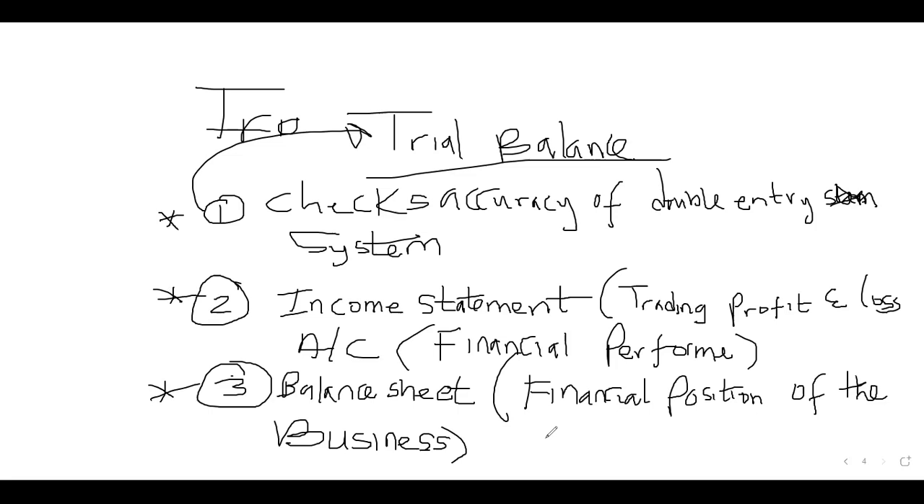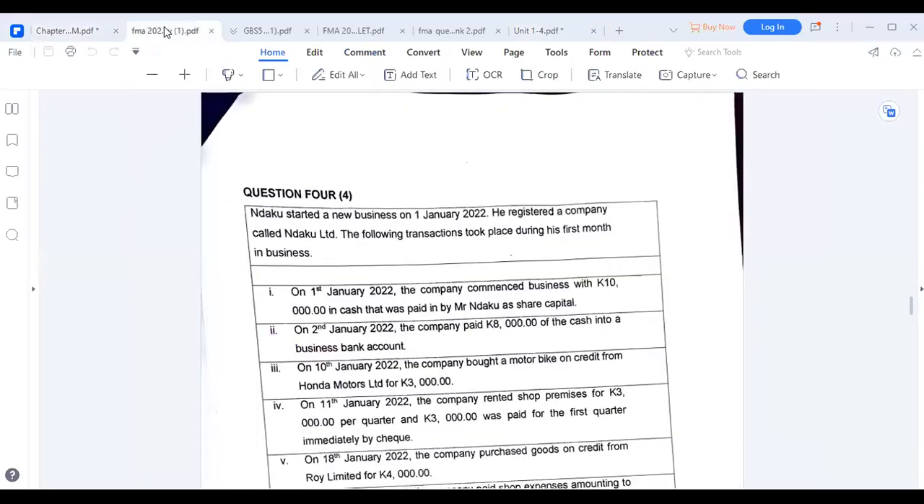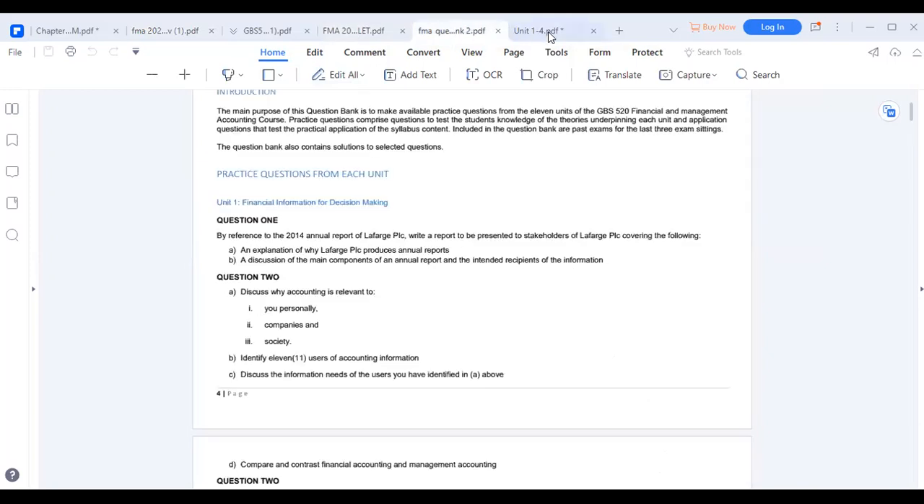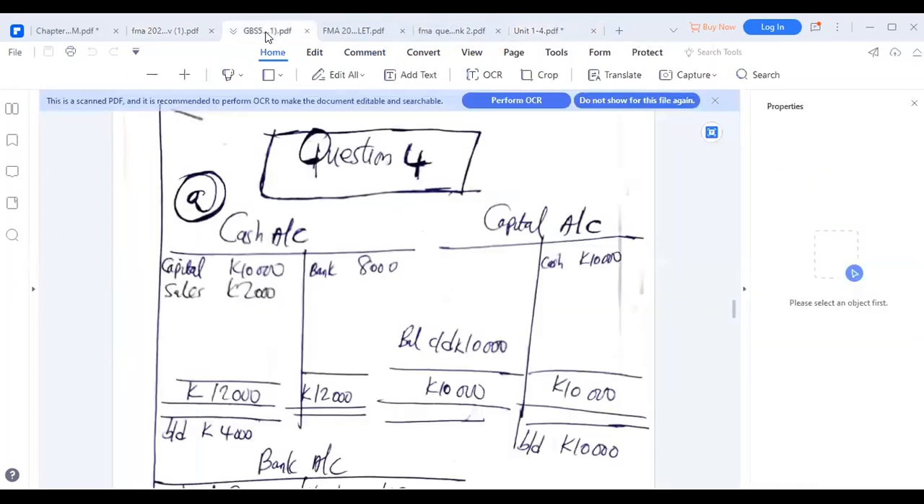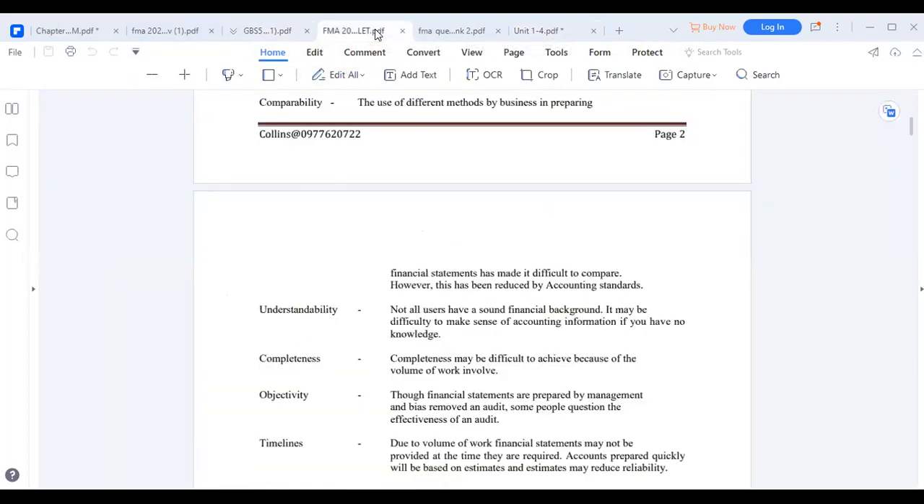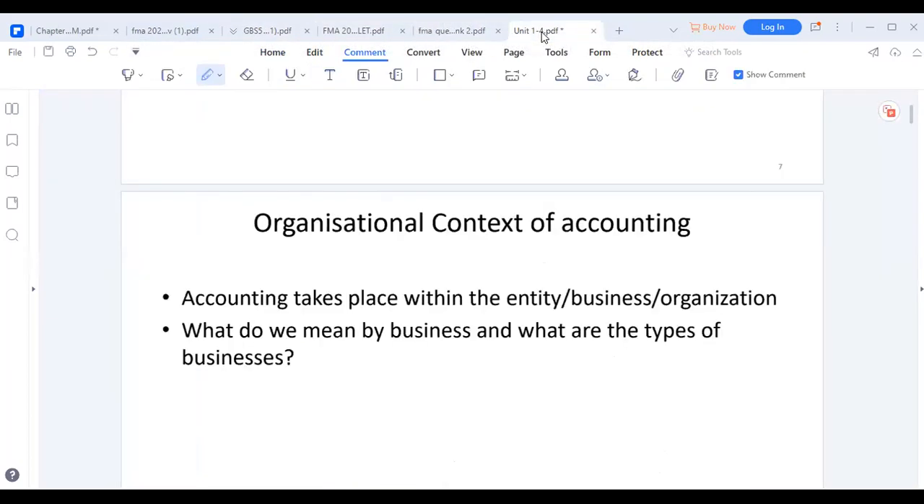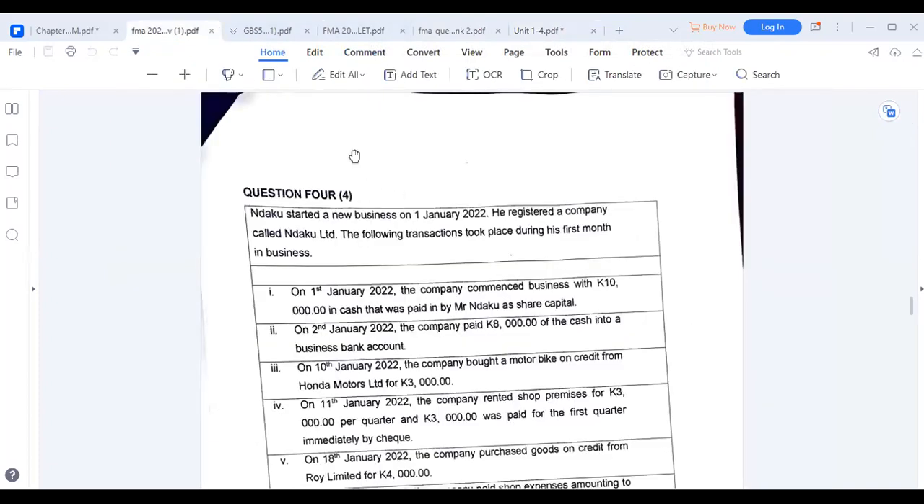All right, so now getting down to the example that we can look at on the ledger accounts and the other things that we can look at, please. We have a question here where we look at the preparation of accounts. Then we'll get down to the solution. Okay, this is on how this one will be. All right, so now getting down to the question here.